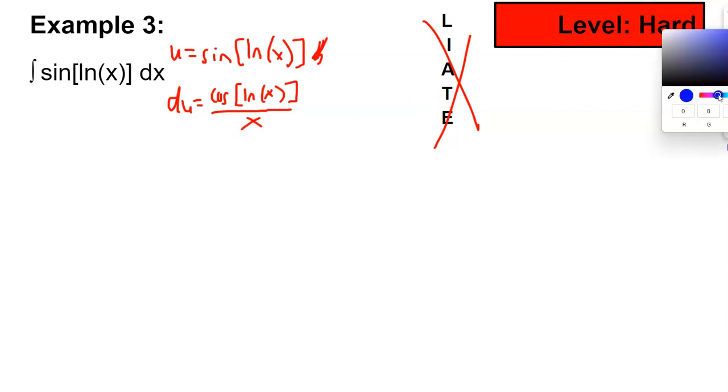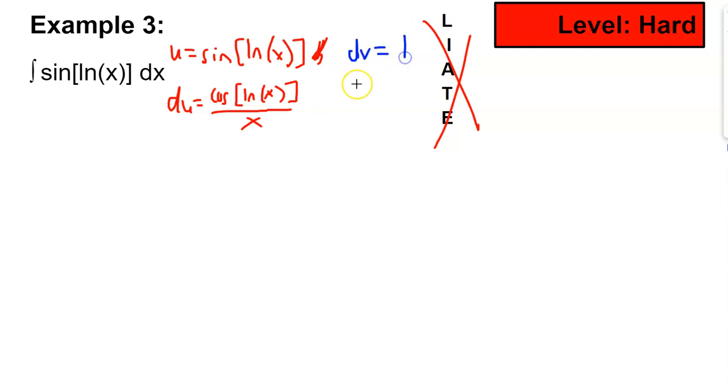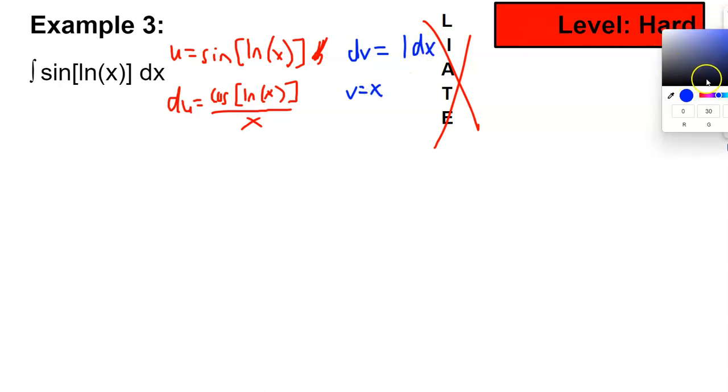Then dv, as I said before, we're going to make this one 1, and v is just x. And even though we didn't use LIATE for this one, we did it the other way around, this is going to be much simpler for us to solve. After all, LIATE is usually designed to just set up u and v so that you solve it the easier way.